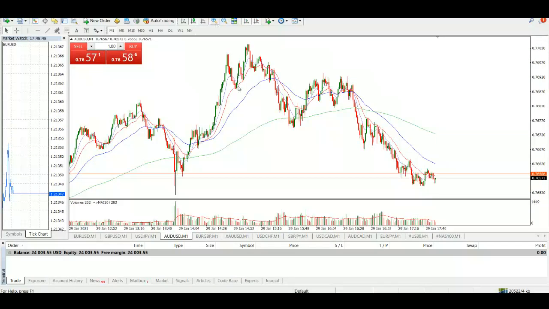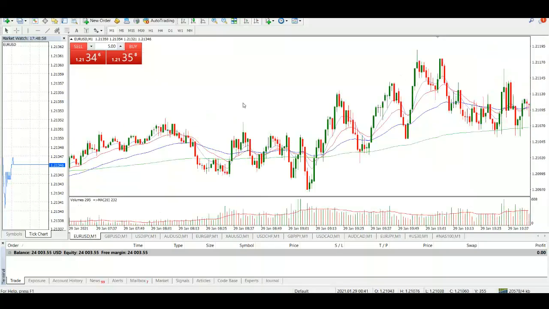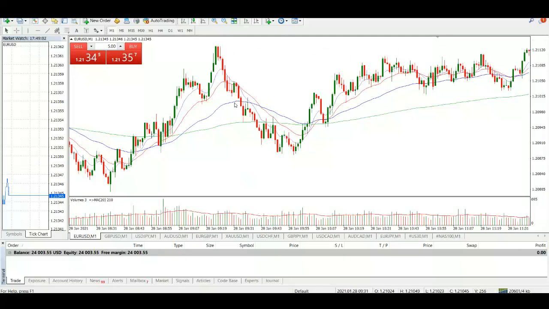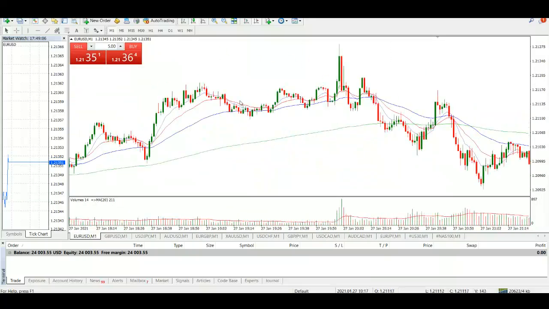Now the idea is very clear how to be able to make it. So I'll be moving to other charts to show it to you on other charts also. Let's check the euro dollar meanwhile. So here we are for the euro dollar.